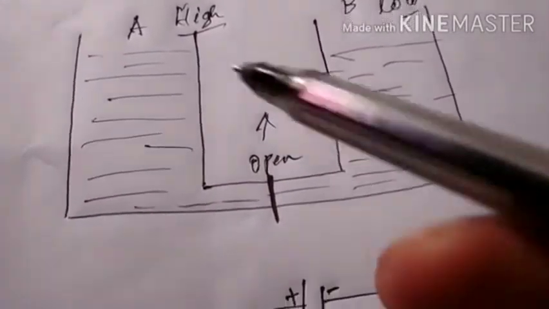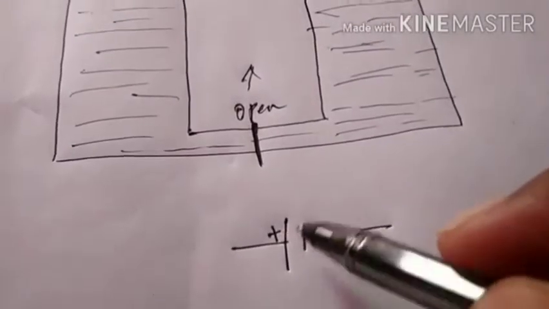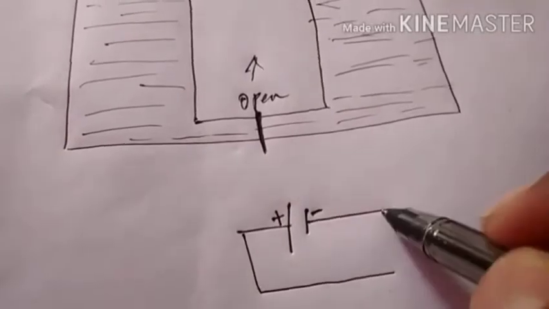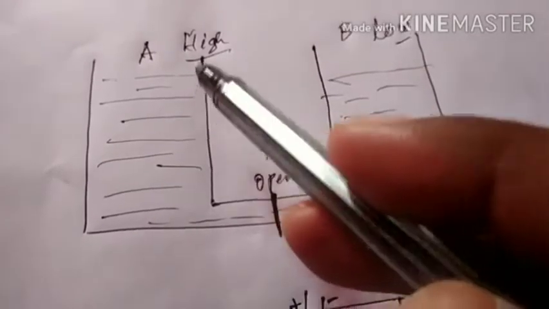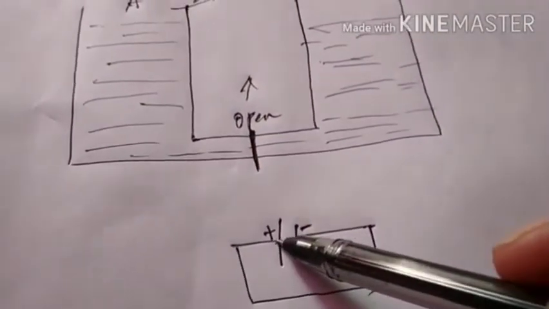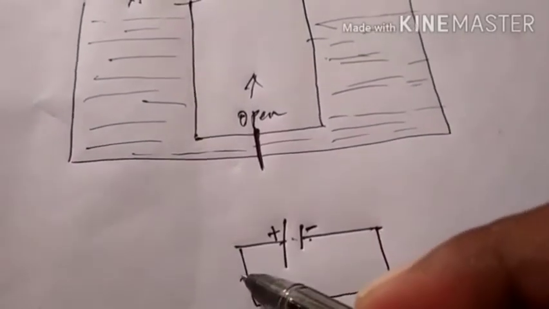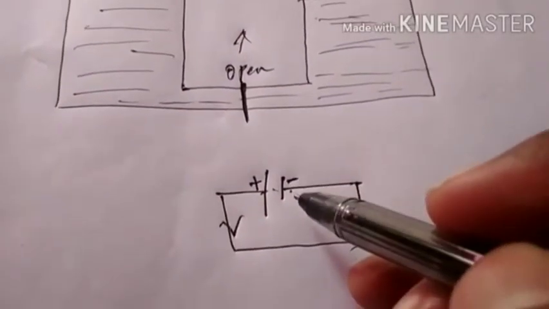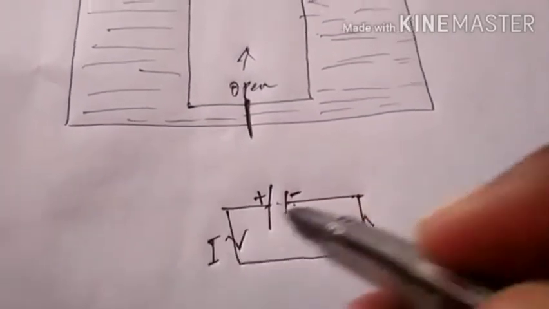Here you can see the high pressure region is nothing but your A, that is the positive terminal, and the low pressure region is your negative terminal. Suppose I connect it to any circuit, in which direction will the current flow? Similarly, from the high pressure region to the low pressure region. Since there is nothing in between, the current will flow from the positive to the negative terminal of the battery. This is how we determine the direction of the current.